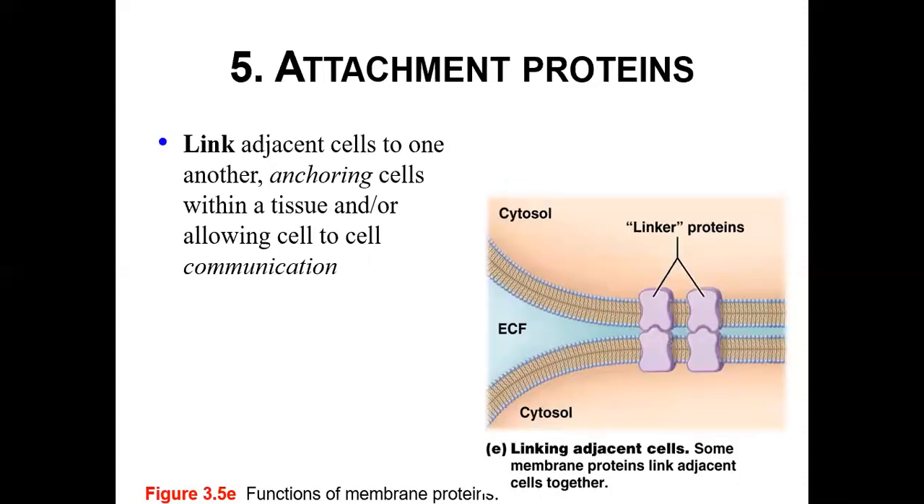Then some proteins work to attach cells together. And so these are attachment proteins. Sometimes they're referred to as linker proteins, and they help to attach certain types of cells together. You see this a lot in the heart, the cells that make up the heart, because they are linked together, and that allows cells to communicate very easily different signals back and forth across one cell to the next cell.